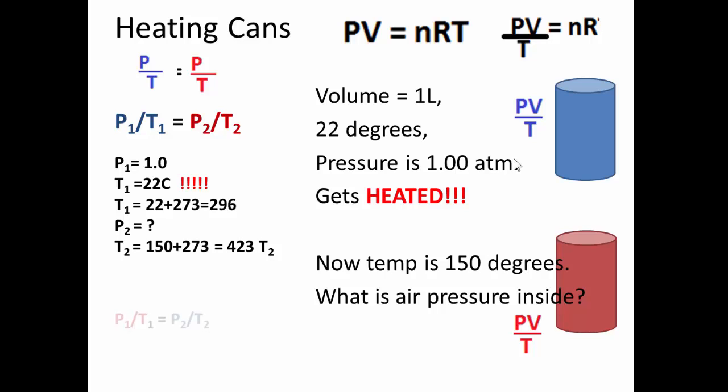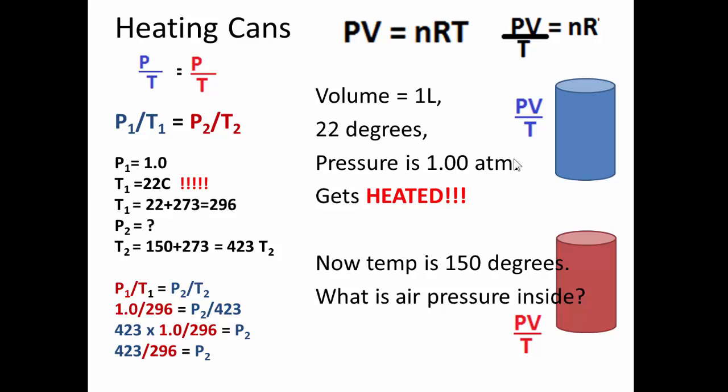So we substitute the values for P1 over T1 is equal to P2 over T2. And we're just left with an unknown, P2. So we multiply both sides by 423, and we end up with P2 being equal to 1.43 atmospheres. So the pressure will increase if you heat it up.